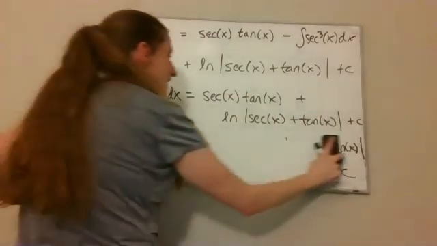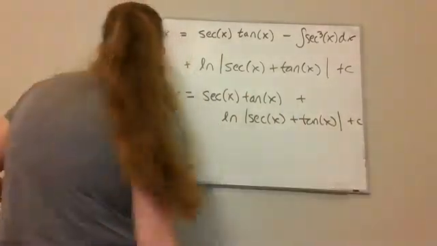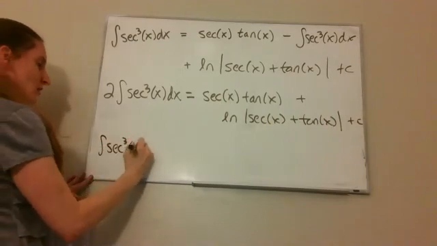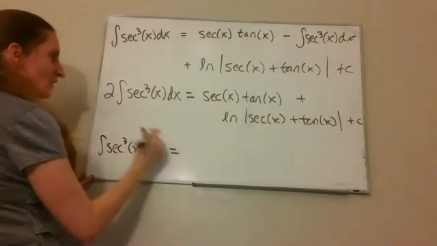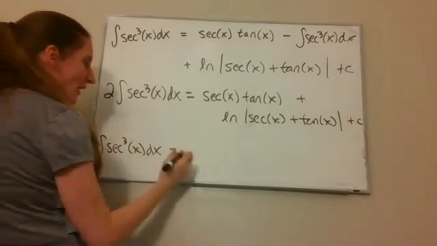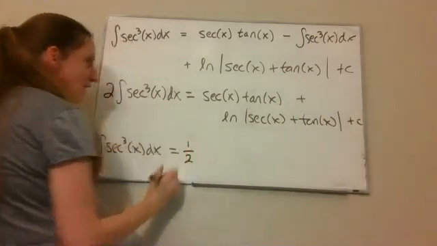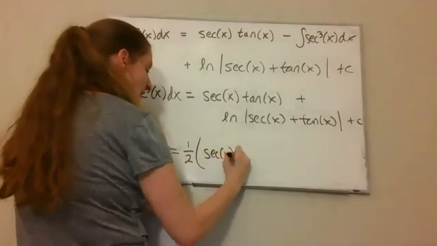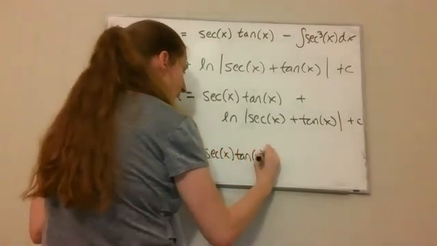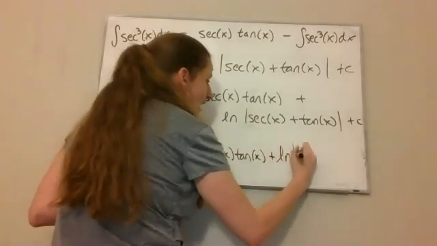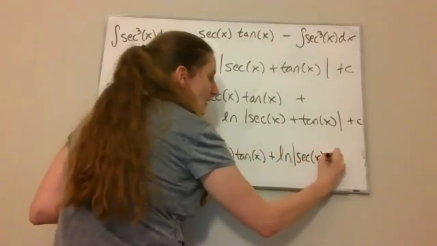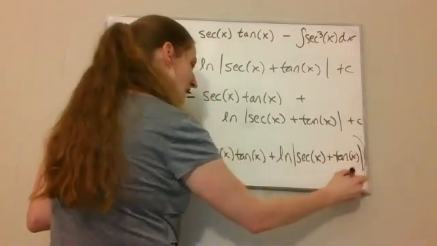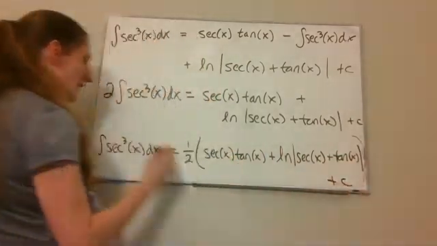And that means that the answer to my original integral of secant cubed, I can get by just multiplying both sides by 1/2. And I get 1/2 times secant x tangent x plus natural log of absolute value of secant x plus tangent x, and plus a constant at the very end.